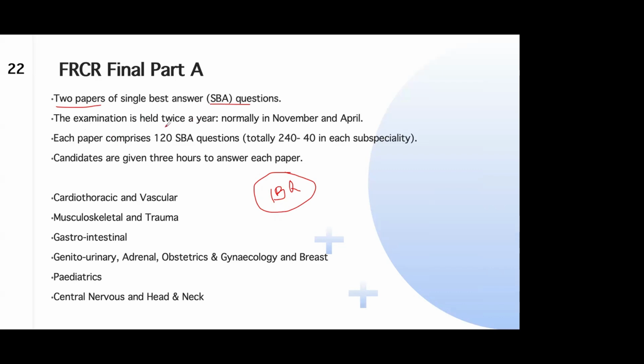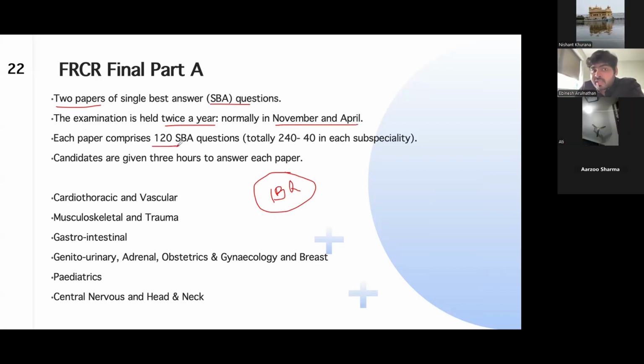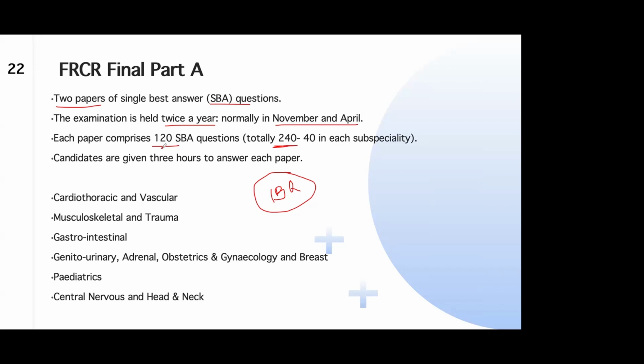The exam is held twice a year, normally in November and April. Each paper will have 120 questions, so you'll have 240 questions totally. You'll have 40 questions in each of these subspecialties. So what are these subspecialties? RCR has defined these six categories, and you'll have 40 questions from each of these subspecialties.